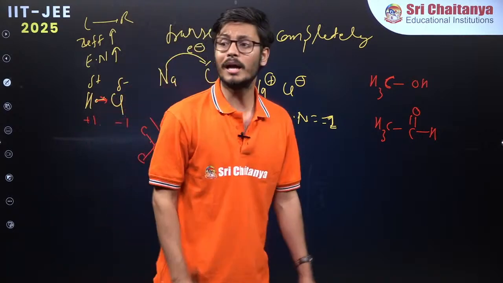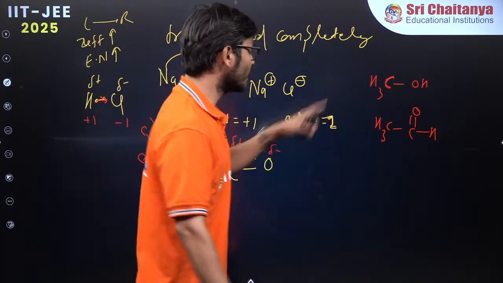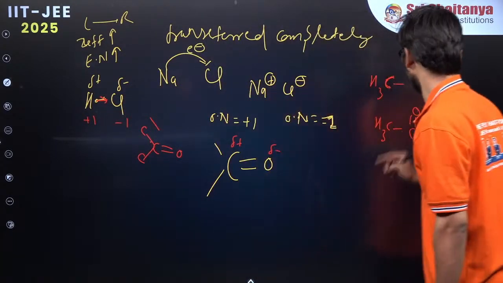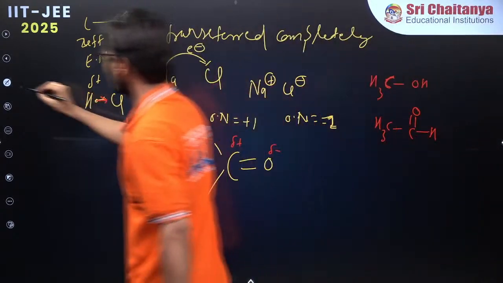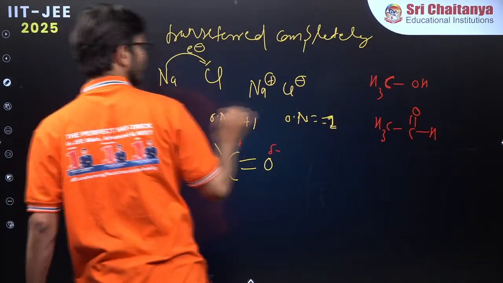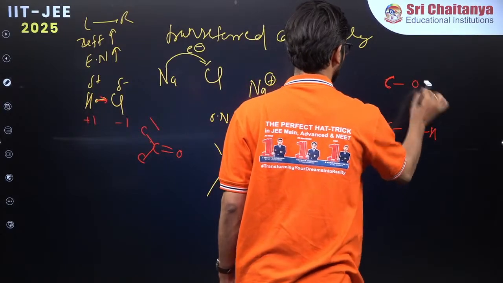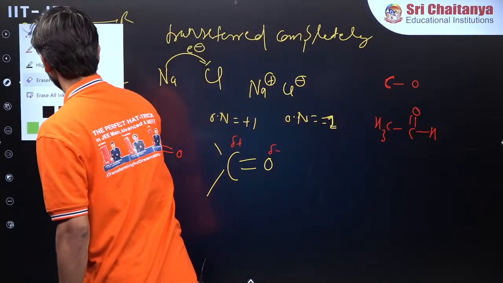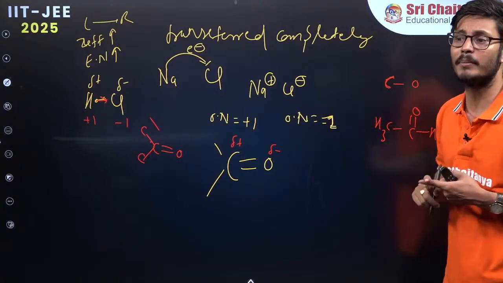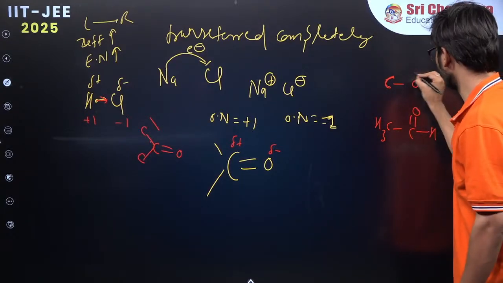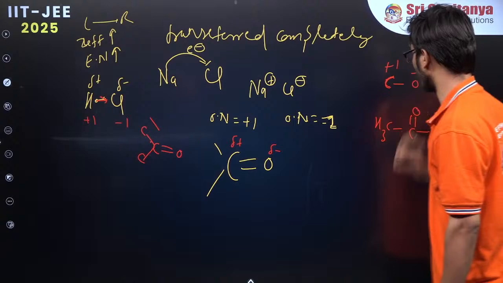Look at the oxidation number for carbon and oxygen. For now, I don't want to confuse you with the total charge, so forget about hydrogen. Let us say we have a carbon-oxygen single bond. So this will be -1 and this will be +1, right?